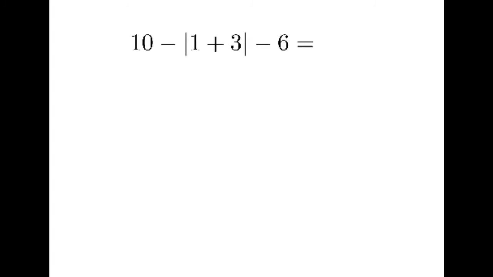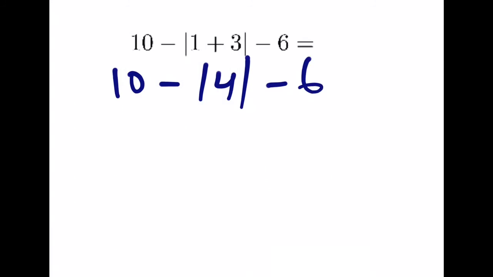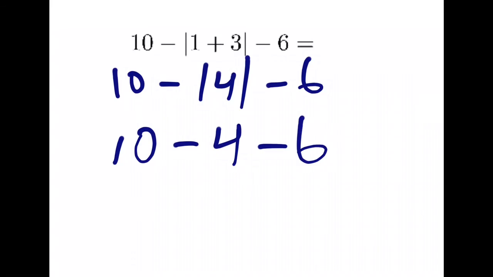This last one is a bit of a trick because we carry down the 10 and the minus. We combine the absolute value first to get the absolute value of 4, and we carry down the minus 6. However, we are still taking 10 minus 4 minus 6 because that minus is outside of the absolute value bracket, so it stays negative. The 4 comes out positive, what we're subtracting comes out positive, and then we go left to right. 10 minus 4 is 6, minus 6 is equal to 0.